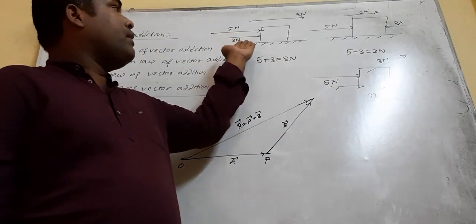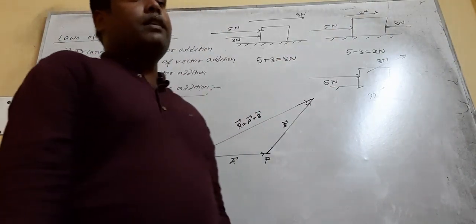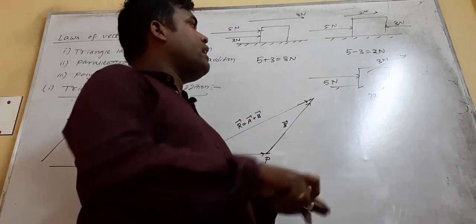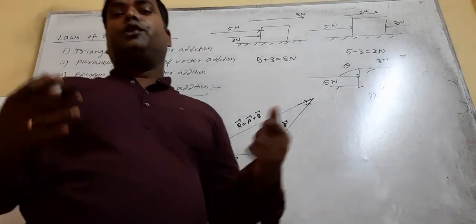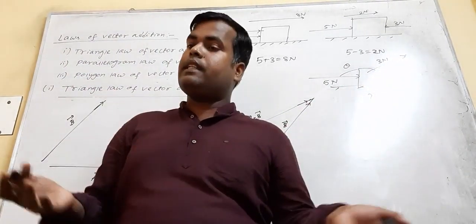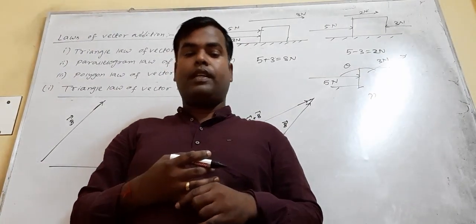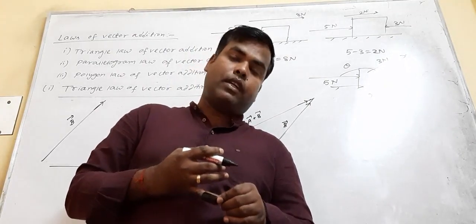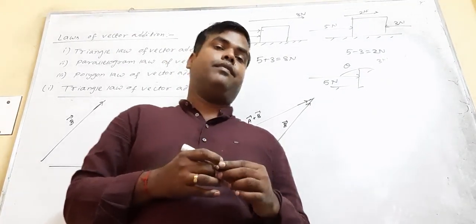Here the angle between the two vectors is 0 degrees. Here the angle between the two vectors is 180 degrees. Here, any other angle. When the angle between the two vectors changes, then the resultant vector changes. So let us know what is vector addition. What are the laws of vector addition?